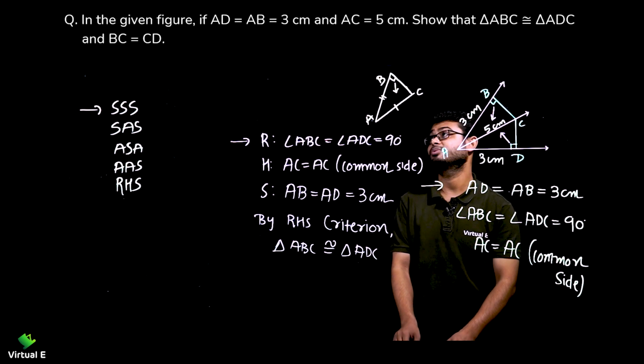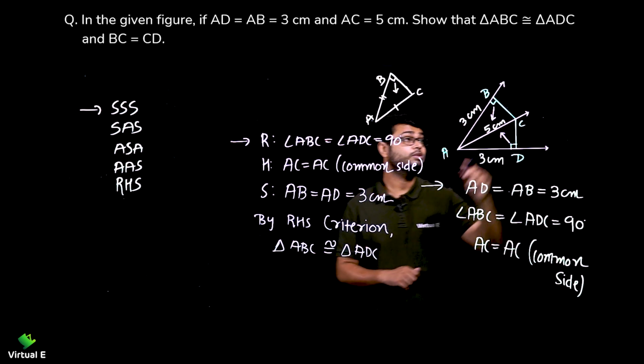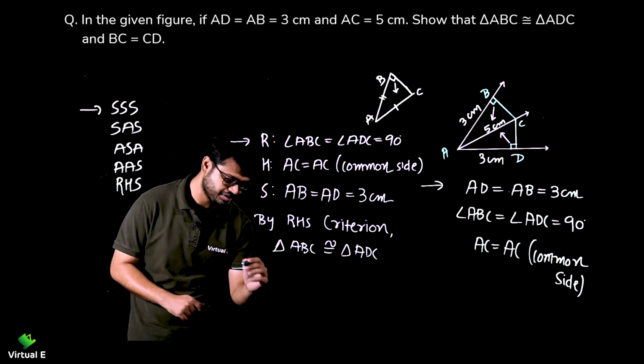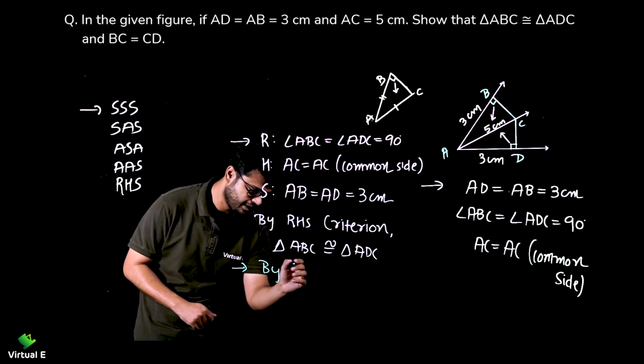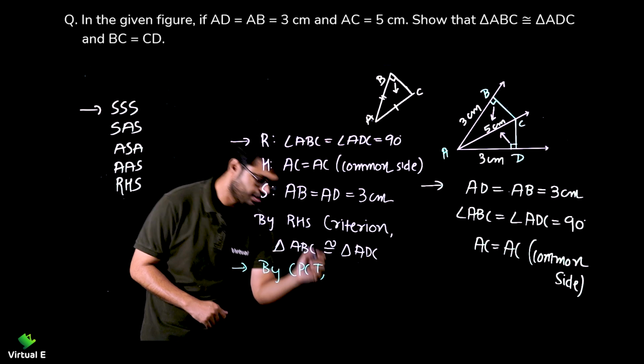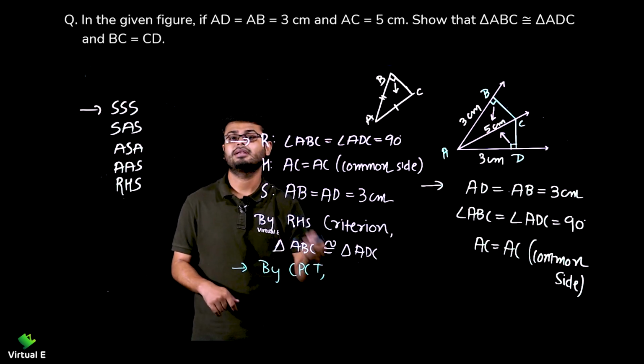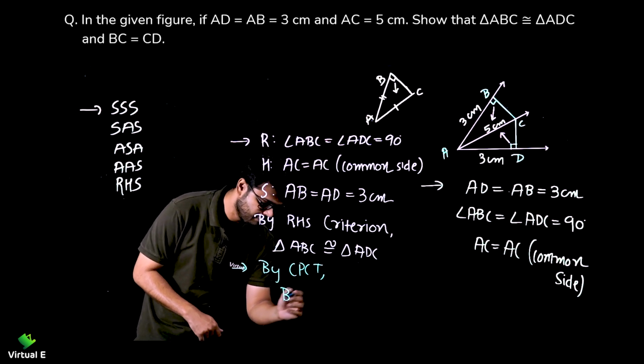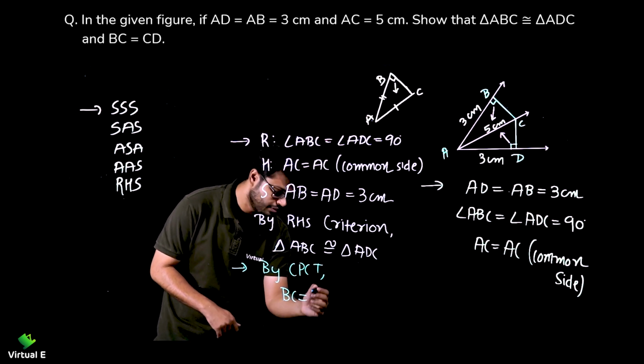Now we need to prove one more condition over here. That's very simple, you know very well. BC is equal to CD. That we are going to write by the CPCT. So by CPCT, corresponding parts of congruent triangles are equal. That will be, we can write BC is equal to DC.